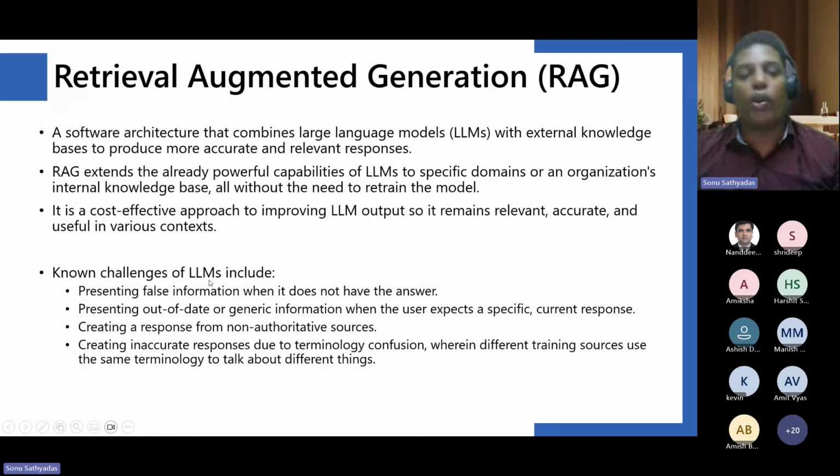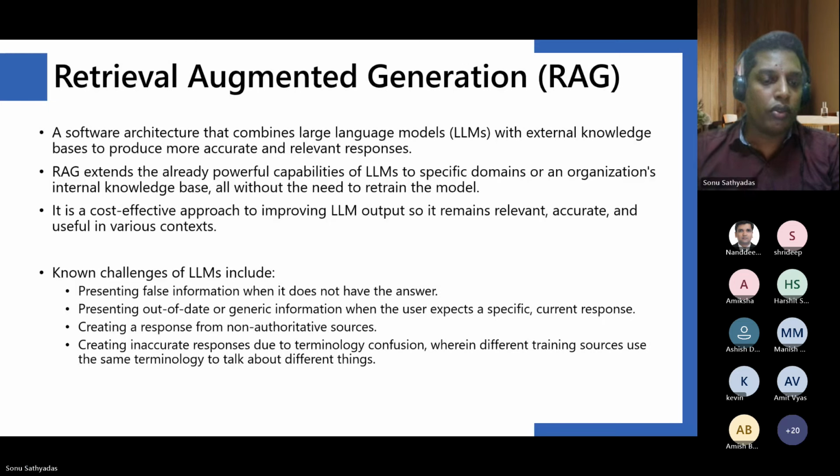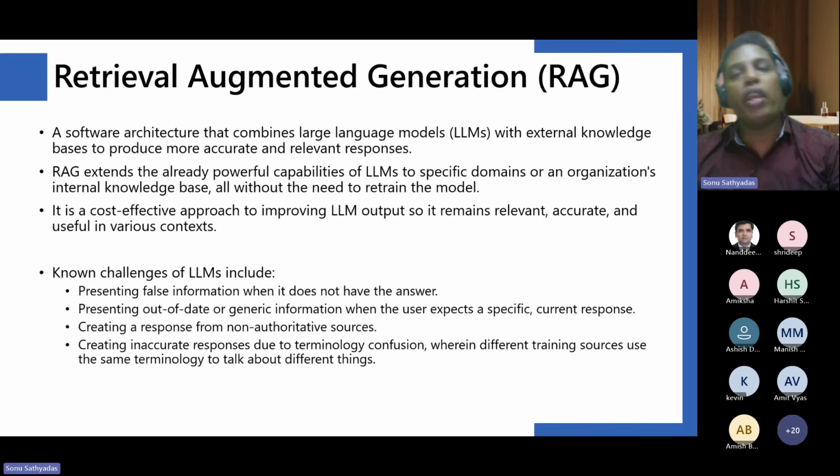The large language models means simply the Gen AI models. So they present false information when they do not have an answer. Suppose if I'm asking a question, who is Sonu Sathyadas? Or how many years of experience he has? It doesn't know the answer. So it may give you a wrong answer, or else it will tell you, no, I don't know this answer, right? And presenting out of date or generic information when the user expects a specific current response.